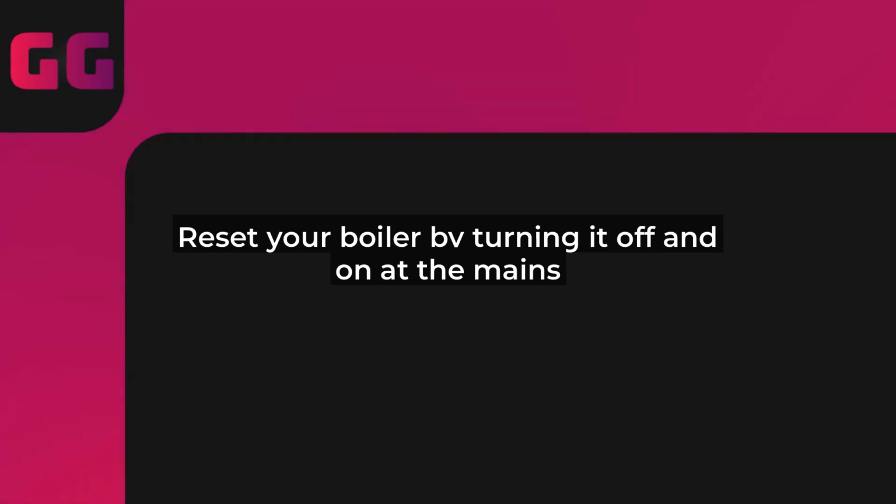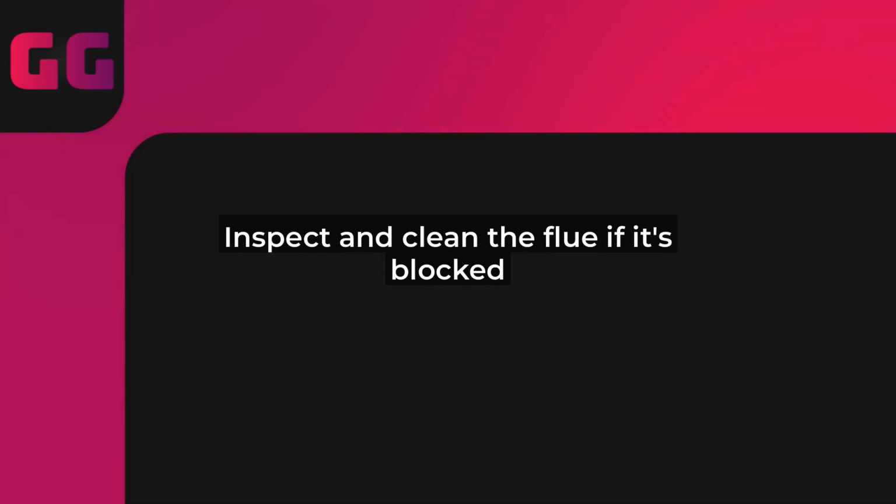Alright, time for the solutions. Start by checking your gas supply. Make sure the gas is turned on and there's no interruption. Next, reset your boiler by turning it off at the mains for a few minutes and then turning it back on. If that doesn't work, inspect the flue for any blockages and clean it if needed.